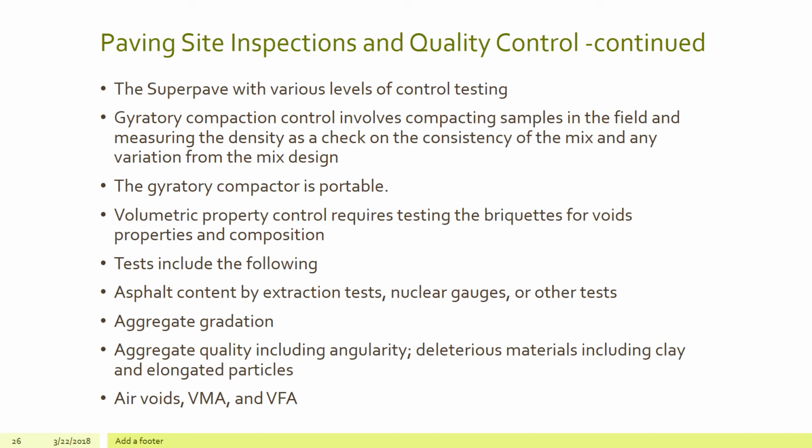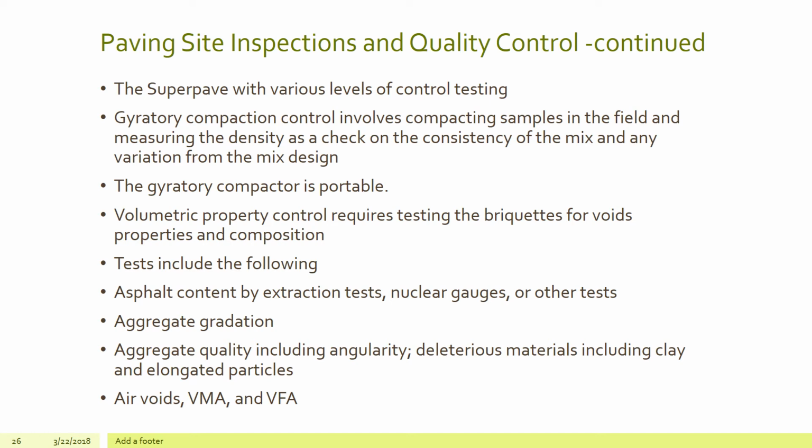Superpave with various levels of control testing. Gyratory compaction control involves compacting samples in the field and measuring the density as a check on the consistency of the mix and any variations from the mix design. Gyratory compactor is portable, of course.